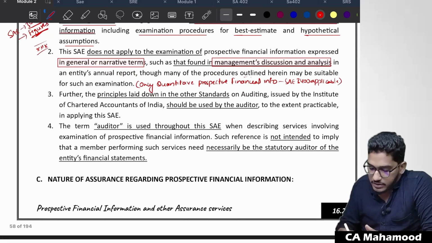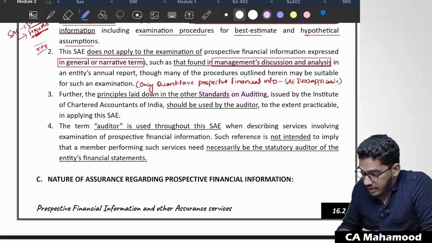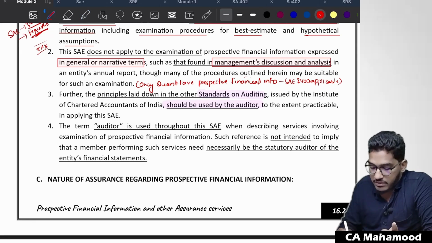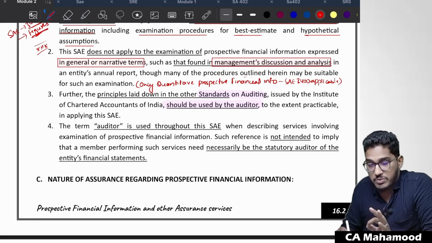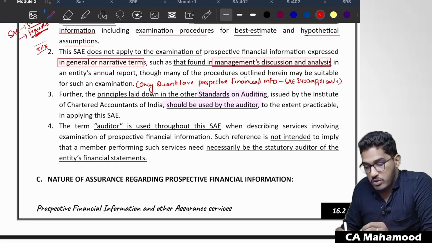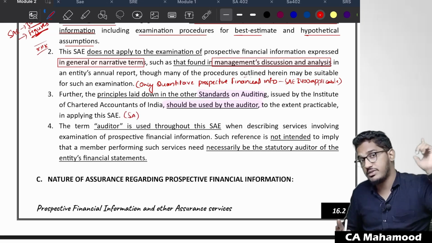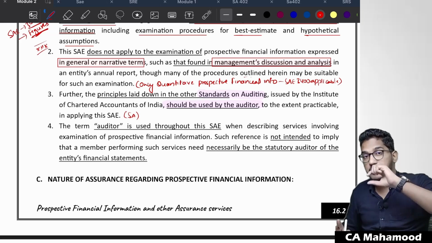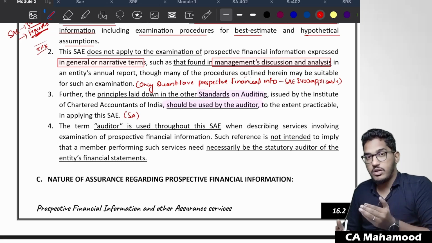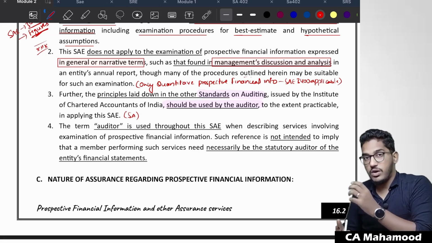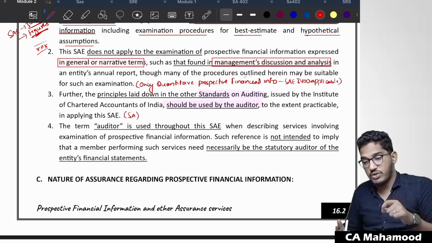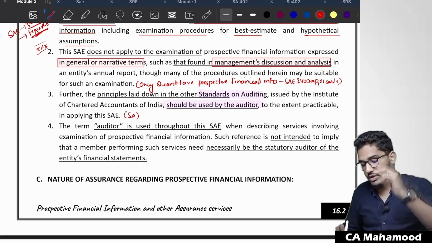Next. Further, the principles laid down in other standards on auditing issued by the Institute of Chartered Accountants of India should be used by the auditor to the extent practicable in applying this SAE. Nothing but when you are performing any engagement, and you are required to express your opinion on the prospective financial information, sometimes you are required to follow other standards on audit also. Like I've told, while engagement acceptance, whatever is told in SA 200, you might be required to comply with. In the case of the engagement letter, you might be required to comply with SA 210. While deciding materiality, you might be required to comply with SA 320. So when you are called upon to review and express your opinion on future financial information, along with this SAE 3400, you are required to comply with other standards on audit also.